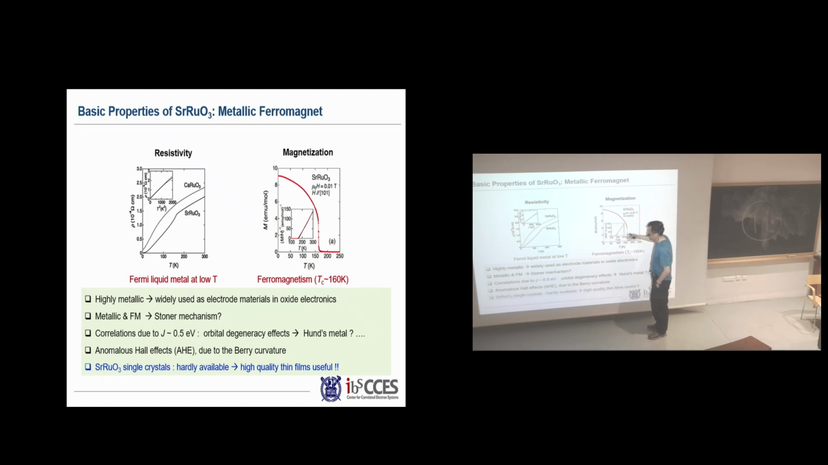It also has interesting magnetism around 160 Kelvin, where it becomes ferromagnetic. And so people started to think that it may be related to the Stoner mechanism and so on, and there is a debate about it. But nowadays, many people think that it's coming from the Stoner mechanism. And also, the J is 0.5 electron volt. So Hund's coupling plays an important role. So orbital degeneracy effects will play a very important role. So that's the reason that, about 15 years ago, the Paris group started to propose this Hund's metal concept in here.